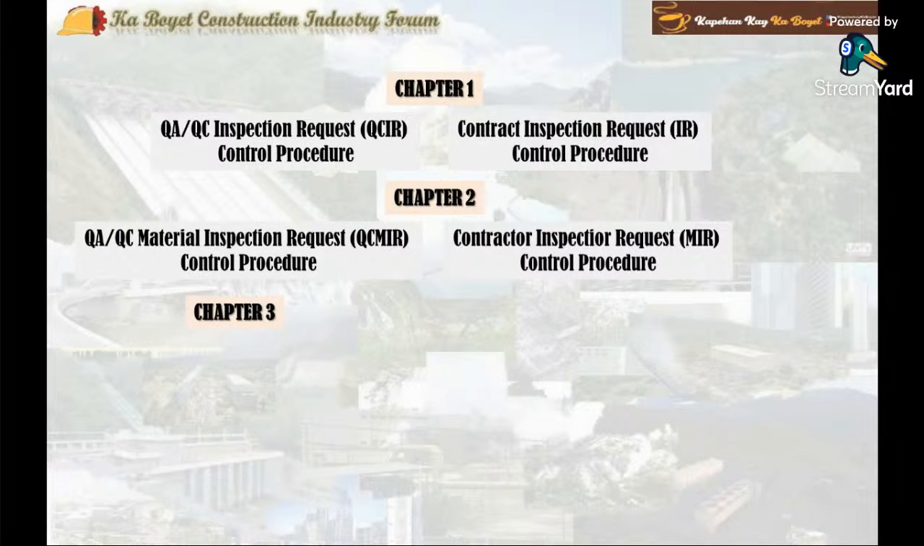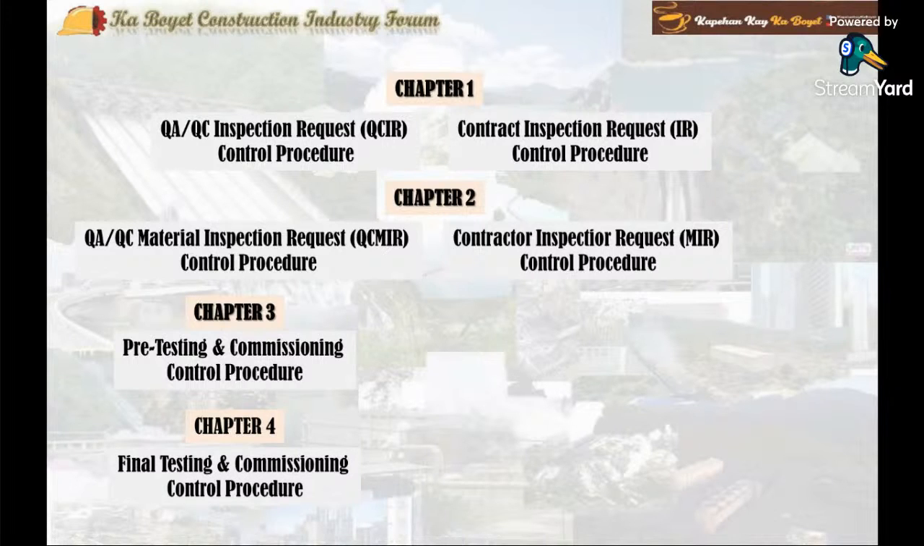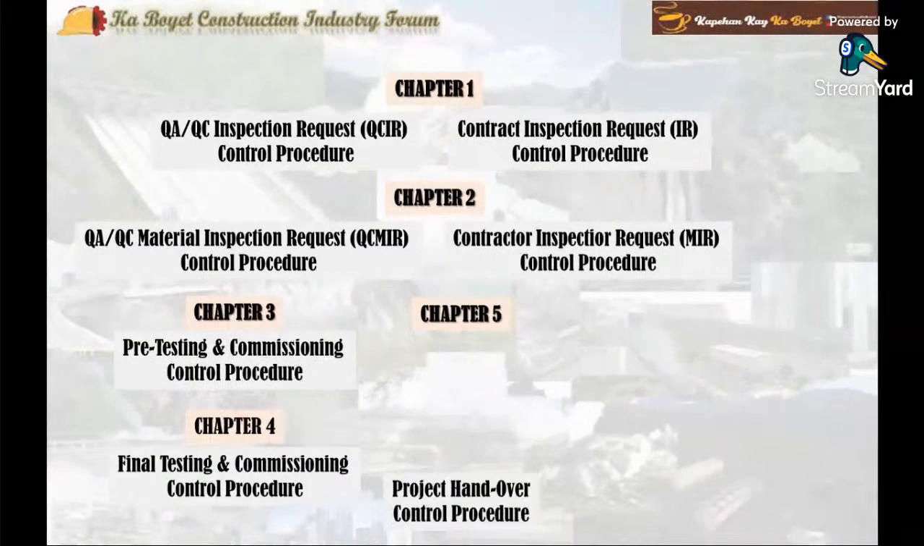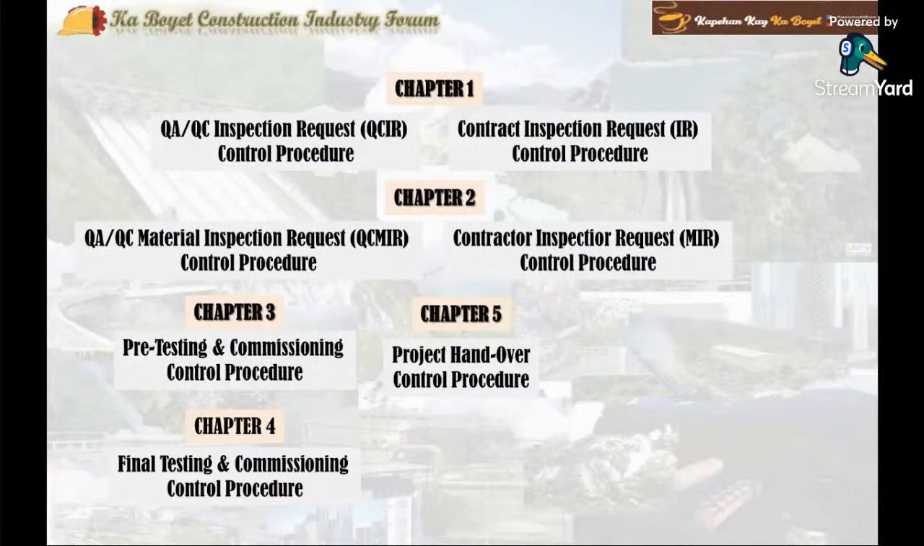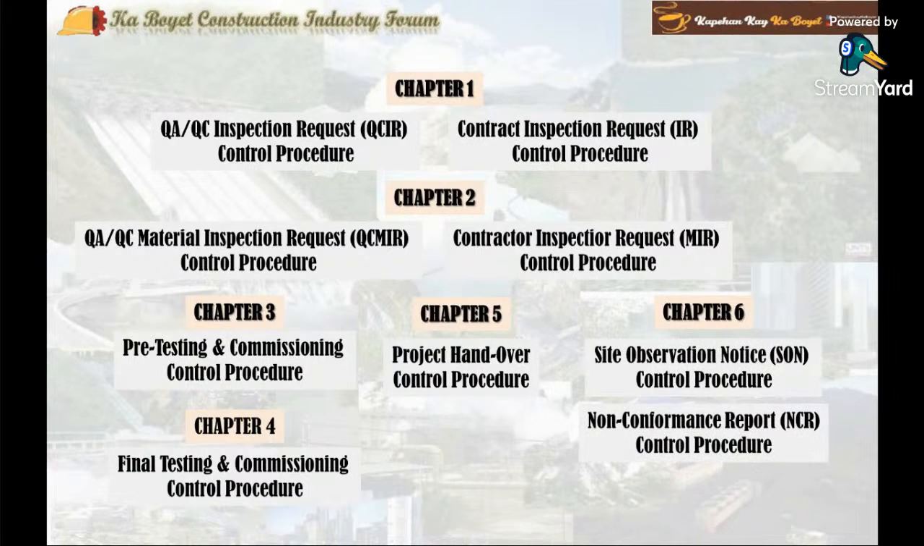Now, Chapter 3, we will discuss pre-testing and commissioning control procedure. Chapter 4, we will discuss final testing and commissioning control procedure. Chapter 5 will discuss project handover or closeout control procedure. And last chapter, Chapter 6, will discuss site observation notice control procedure and non-conformance report control procedure.